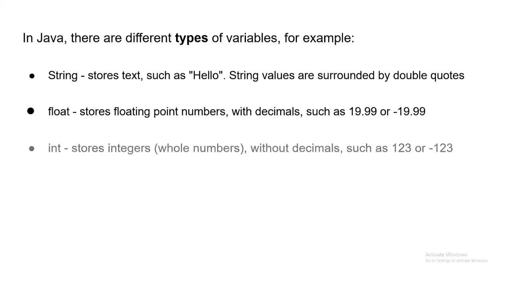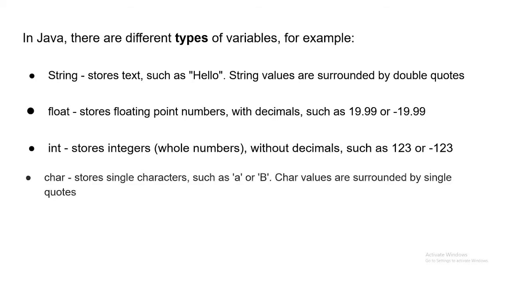Let's see the next example, which is an integer, and this is used to store integers, in other words whole numbers, without decimals. No decimals in integers, such as 123 all the way to negative 123. Within that range, those are the numbers that you can store using an integer.